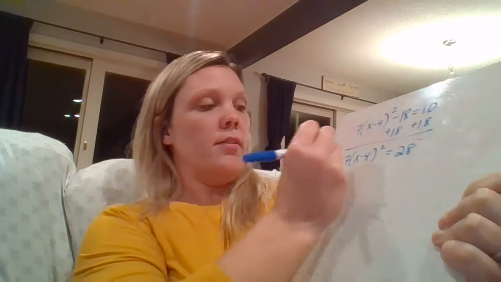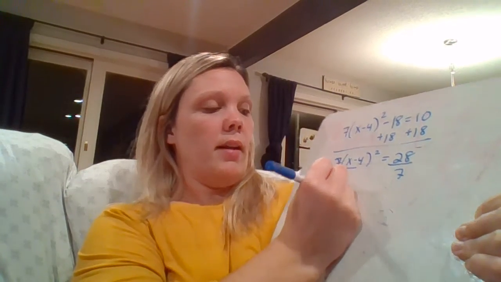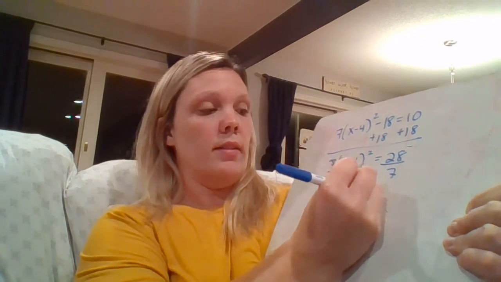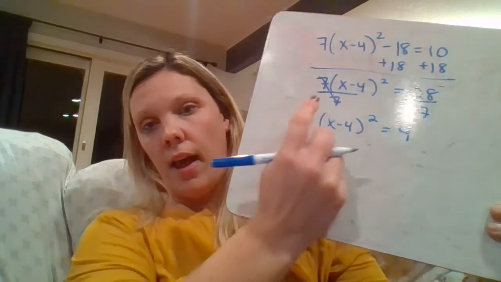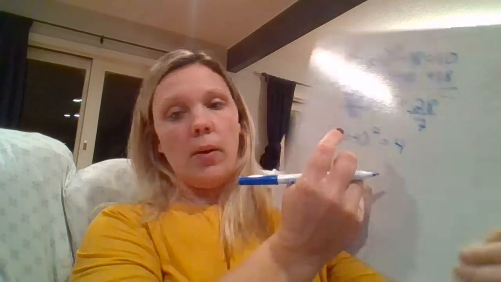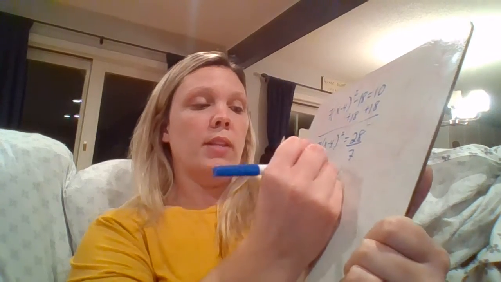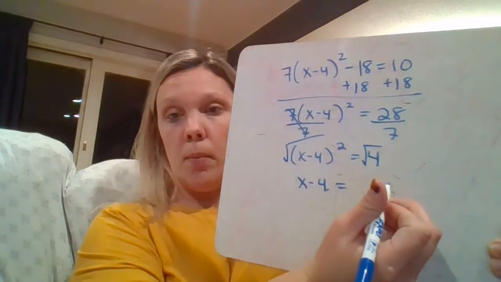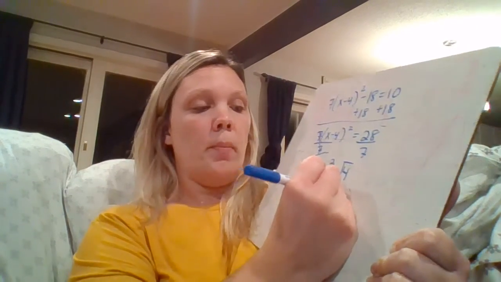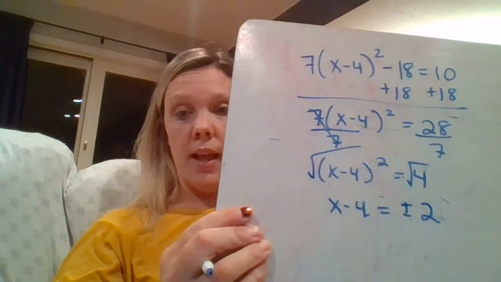Then I'm going to divide both sides by 7 to get (x minus 4) squared is equal to 4. So that's completely isolated the part that has the exponent. So now I want to take the square root of both sides. Now this problem in particular is tricky because this ends up being a perfect square. So I would get plus or minus 2, like that.